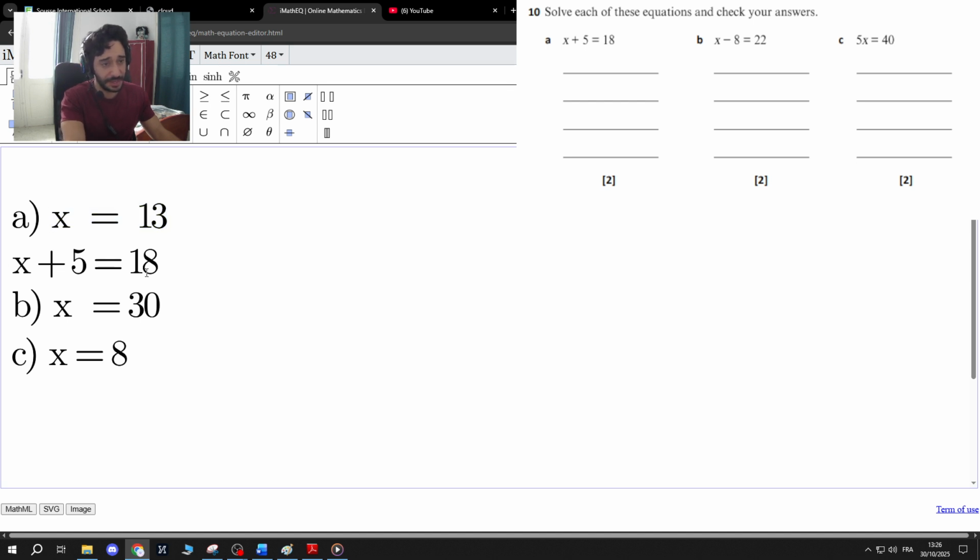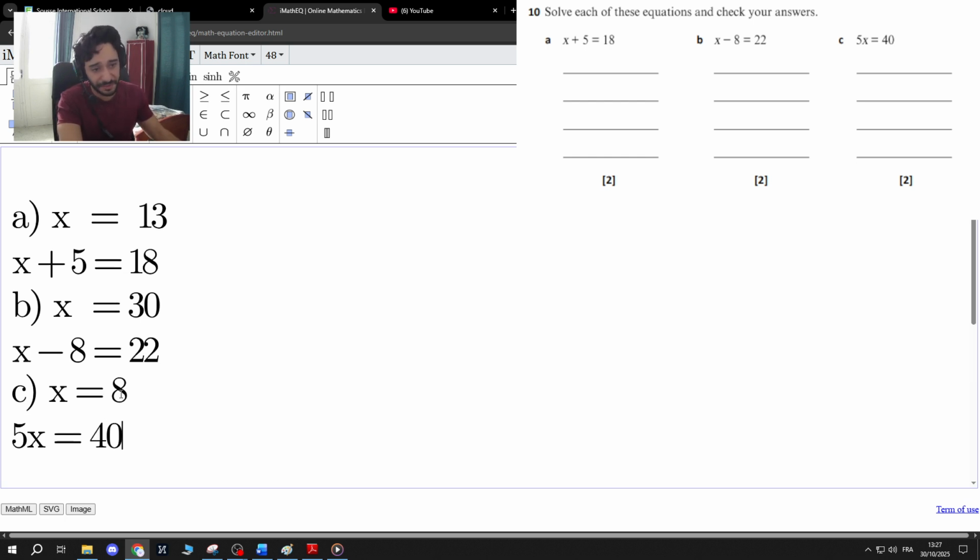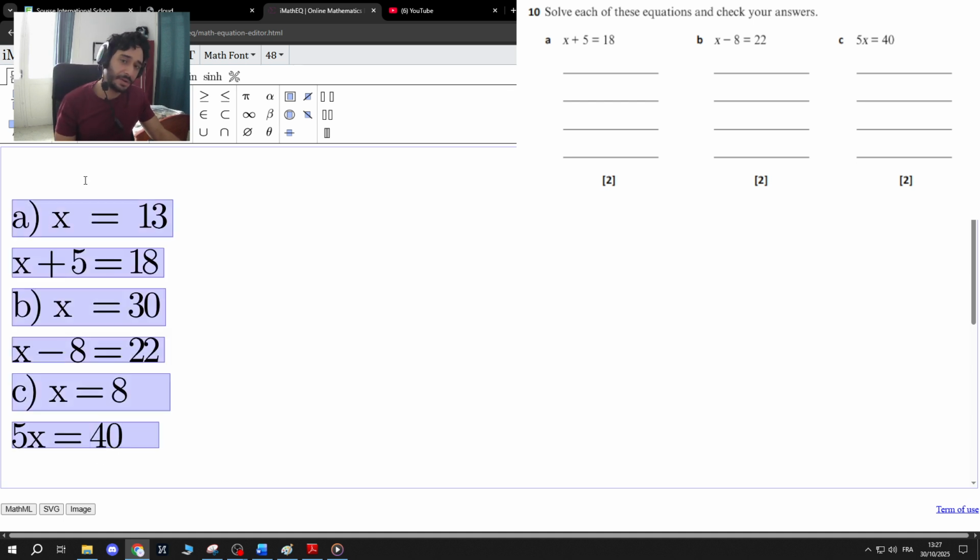So 13 plus 5 is 18. Let's do the same thing here. X minus 8 equals 22. If I replace x by 30, that's 30 minus 8, which is 22. And then 5x equals 40. That means 5 times 8 should be equal to 40. And is it equal to 40? It is. So all of my answers are correct for A, B, and C.